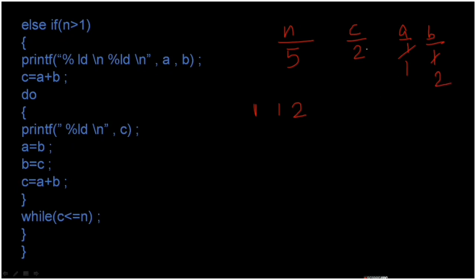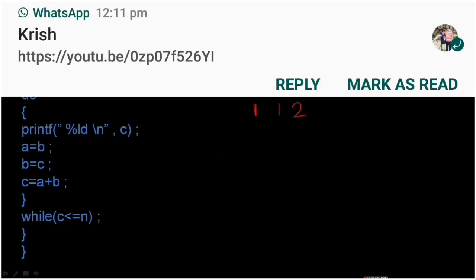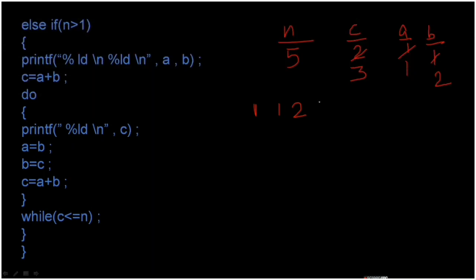So 2 plus 1 is 3, which is stored in c. While c is less than or equal to n, now we will check the condition: c, that is 3, is less than or equal to 5. Yes, the condition is true. So again it will go and print the C.